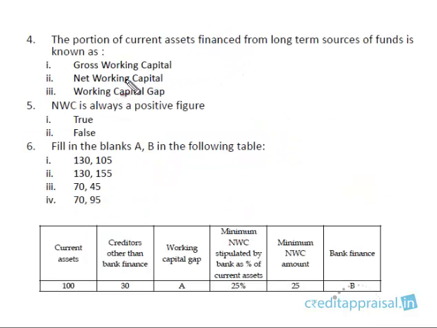Portion of current assets financed from long-term sources of funds is known as what? Again, we discussed. Please refer back to the section where we discussed NWC, right? There we said that NWC is the portion of current assets that is financed from long-term sources. So NWC is the answer for this question.